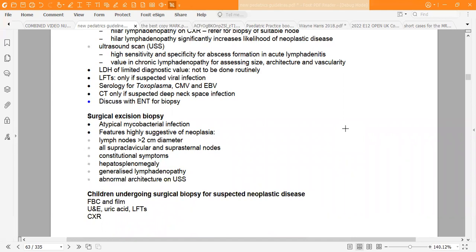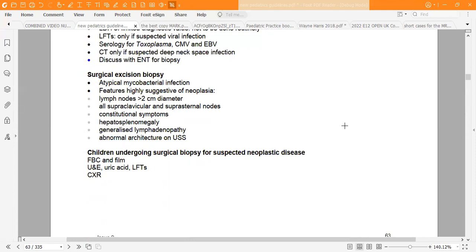Okay, what are the indications for surgical excision biopsy in here? If you have got atypical mycobacterial infection in your differential, you have to do surgical excision biopsy. Other features highly suggestive of neoplasm, for example, as we have mentioned before: lymph nodes more than 2 centimeters in diameter, all supraclavicular and suprasternal nodes, constitutional symptoms, hepatosplenomegaly, generalized lymphadenopathy, abnormal architecture on ultrasound scan. All these are indications to refer for surgical excision biopsy.